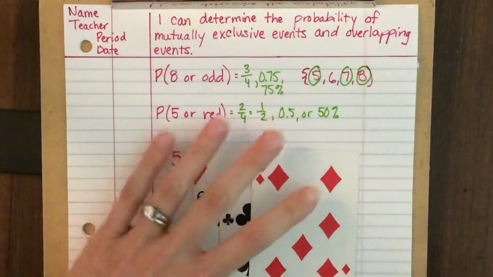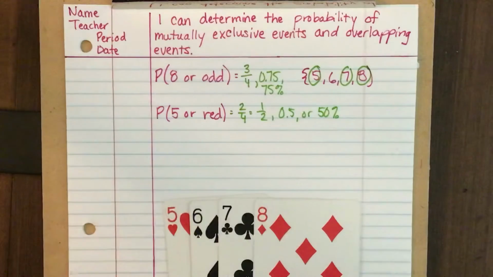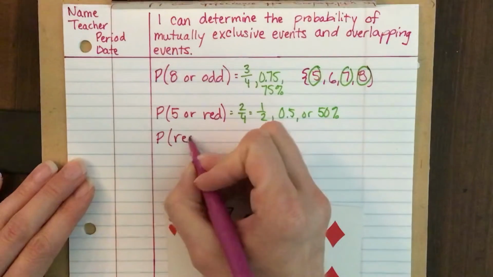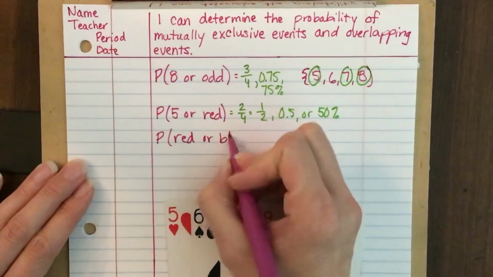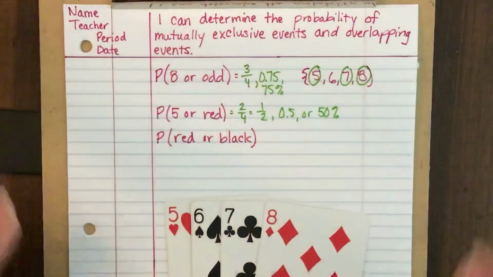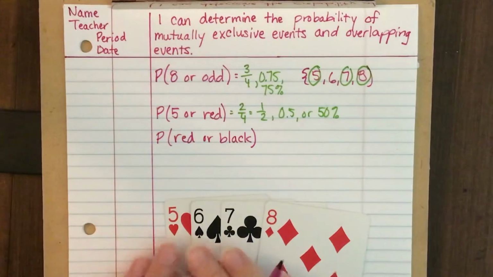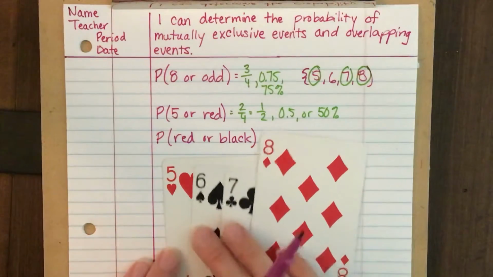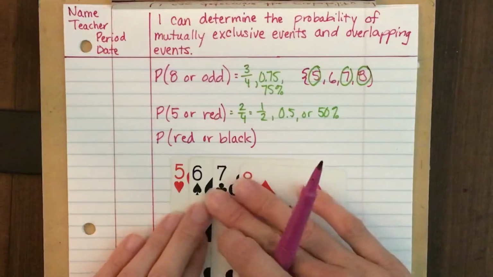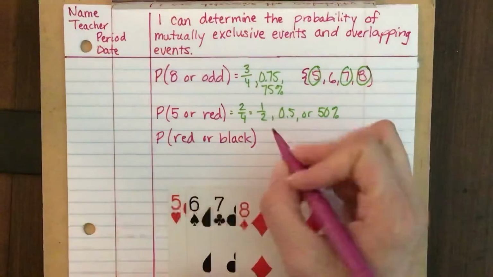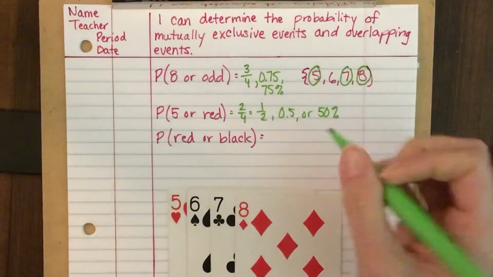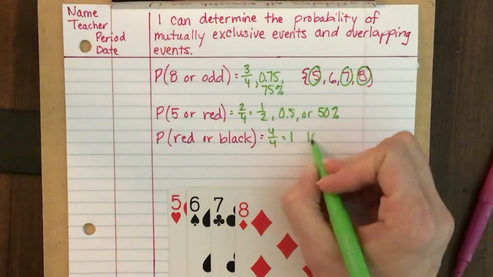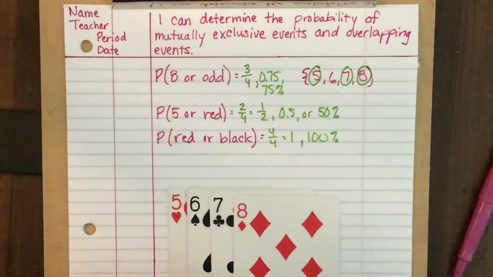Okay. Now let's take a look at another example. Let's say the probability of it being red or black. Okay, let's take a look at these cards. The probability of it being red, well, here are the red cards. The probability of it being black, well, here are the black cards. That's all the cards. So that means the probability is 4 out of 4, or just 1, or you could say 100%.